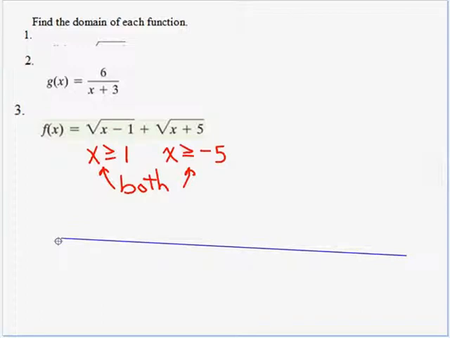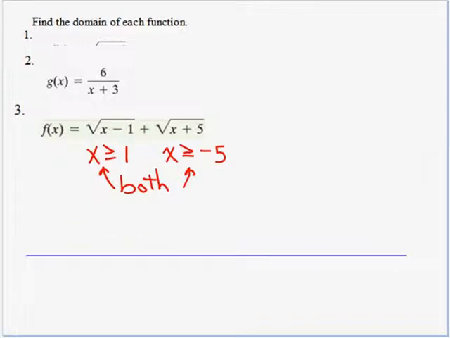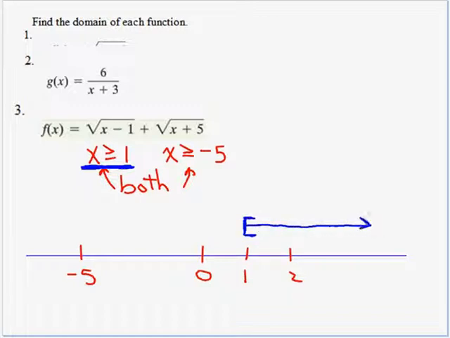If I got a number line here, we'll go from negative 5. I guess I'll put 0 here. 1 would be about here, and 2. So if I look at the first one, all the x values greater than or equal to 1, I would be bracket at 1, and then go into the numbers greater than. And then for the second radical, greater than or equal to negative 5. So I would be here at negative 5 and headed off to greater than.